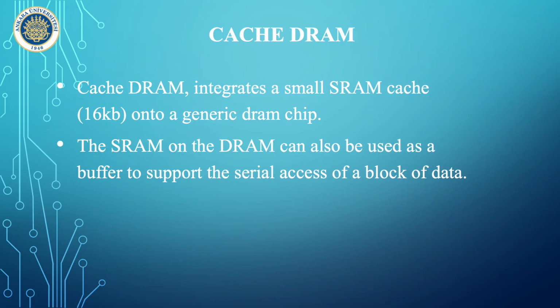Cache DRAM integrates a small SRAM cache, usually around 16 kilobytes, on the same DRAM chip. This acts as a fast buffer, reducing latency and speeding up block data access. It's a hybrid approach that combines the density of DRAM with the speed of SRAM, actually.